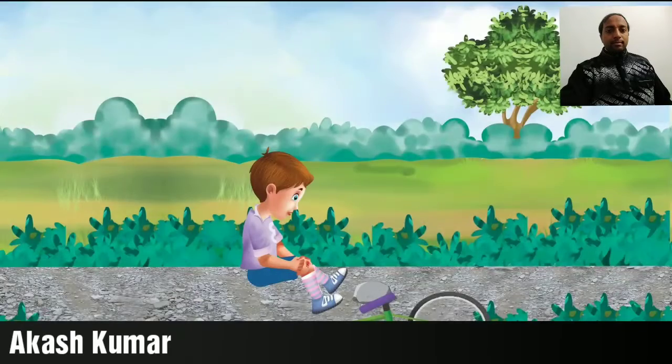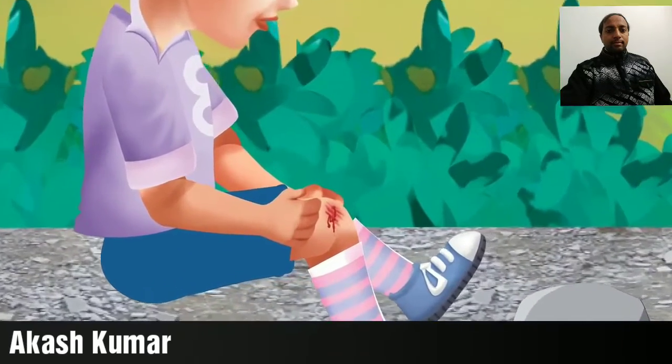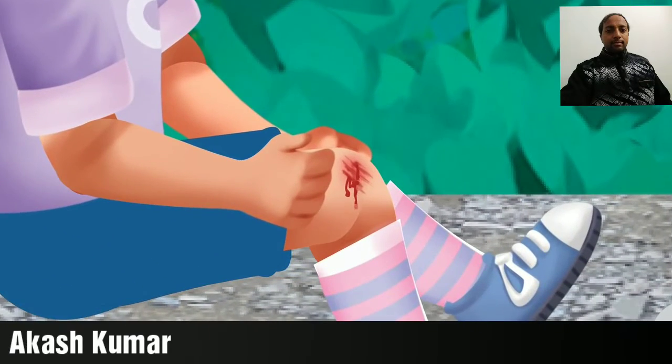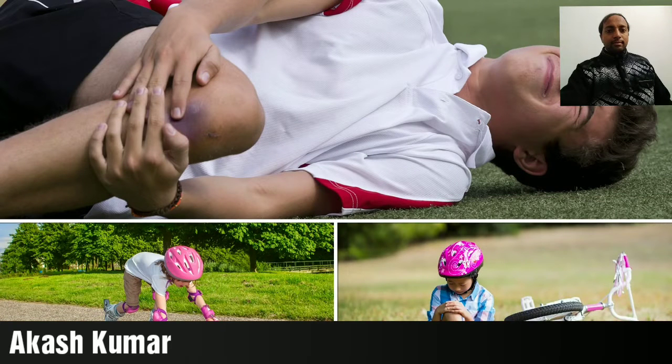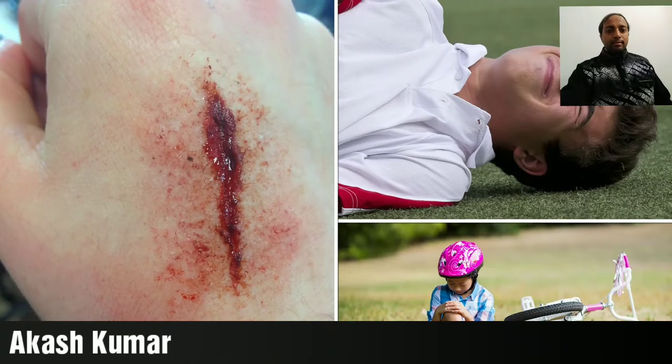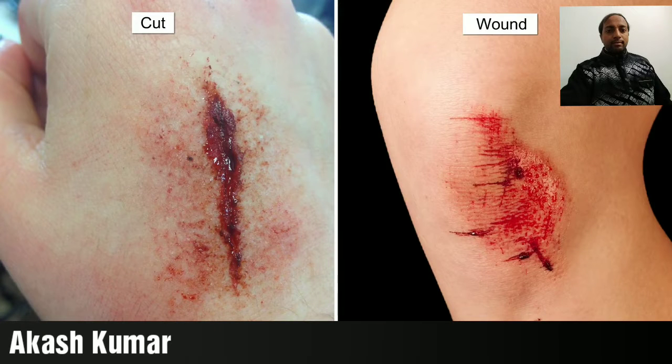Oops! He has fallen from his bicycle and hurt himself. You can see that he is injured. There is blood coming out from the cut on his knee. We have all been in such a situation where we have been injured because of our carelessness. This injury includes cuts or wounds from which the blood comes out.